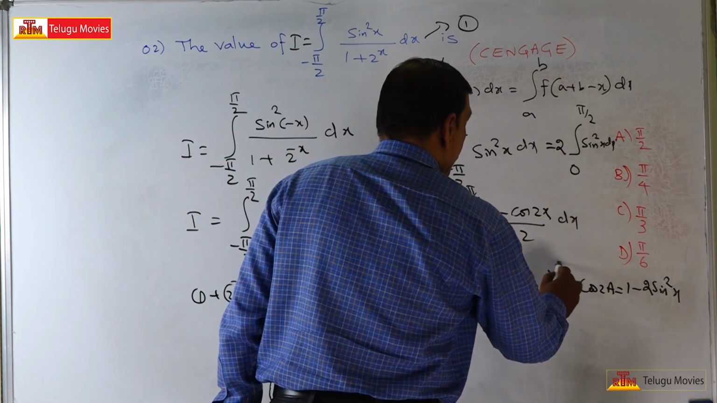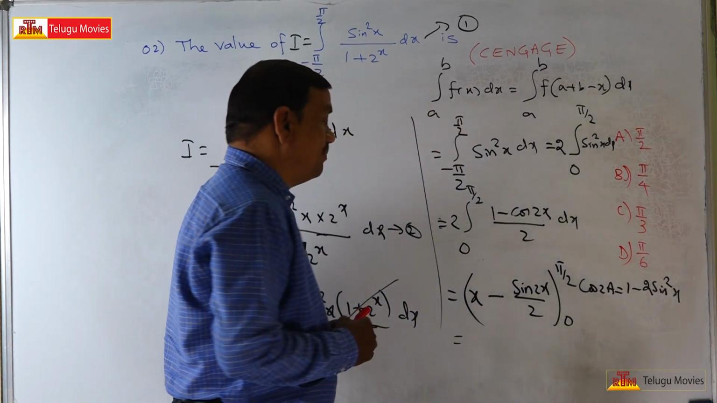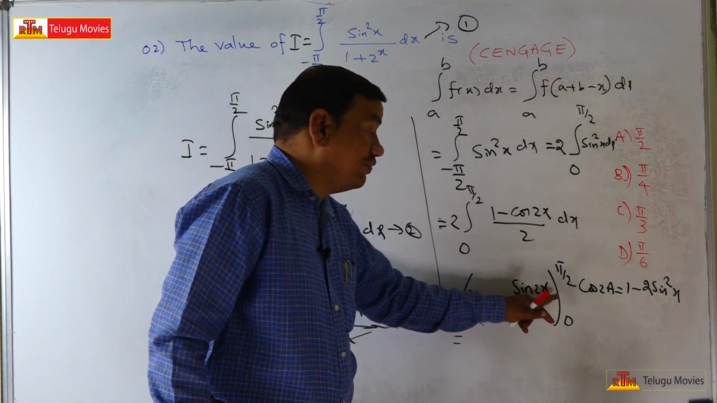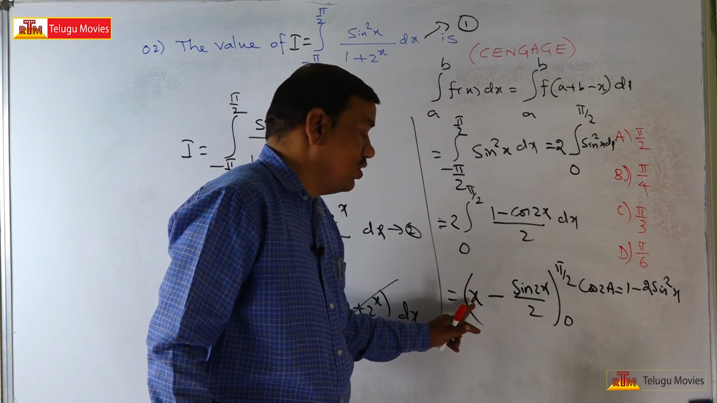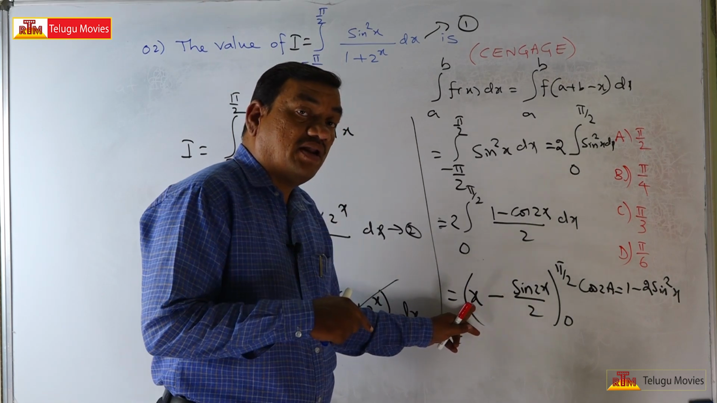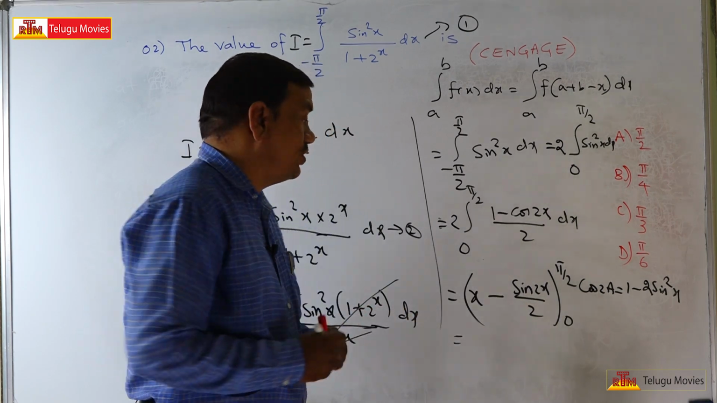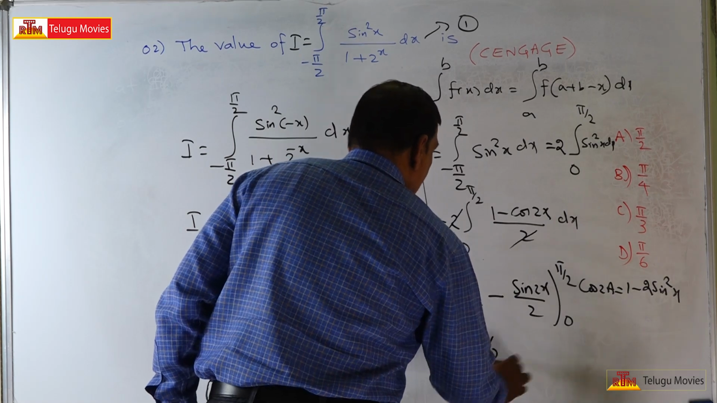So this has an upper limit and a lower limit. If you apply the upper limit, what happens here? Pi by 2 will come. Here pi by 2, the 2 will cancel, so sin pi. Sin pi value is 0. Total this will become 0. If you apply the upper limit, you will get pi by 2. If you apply the lower limit, completely 0 will come. So altogether, these 2 will cancel. This is pi by 2.